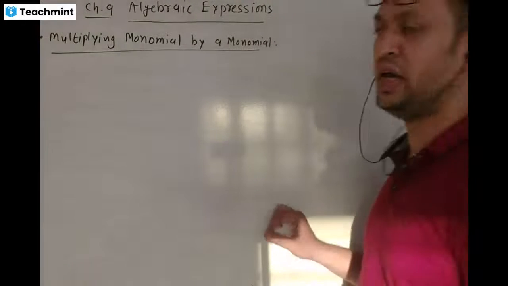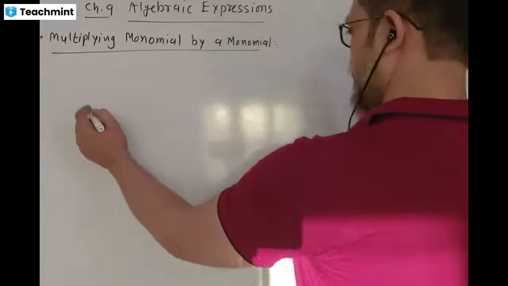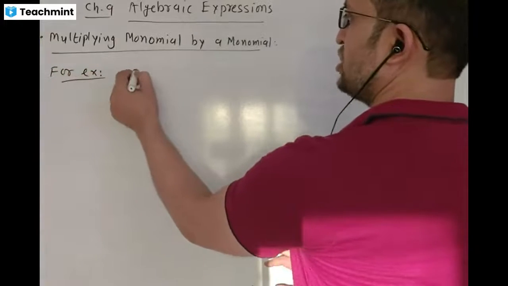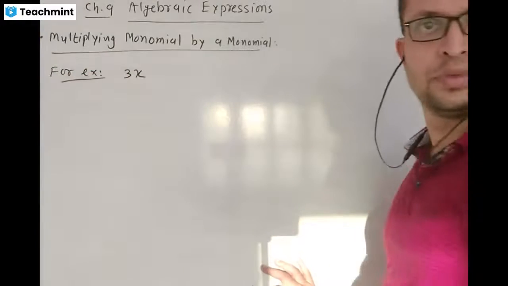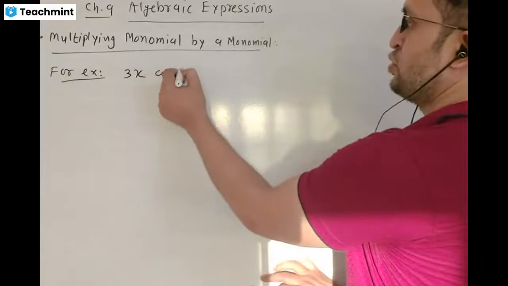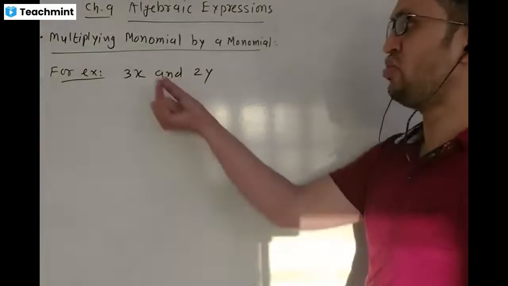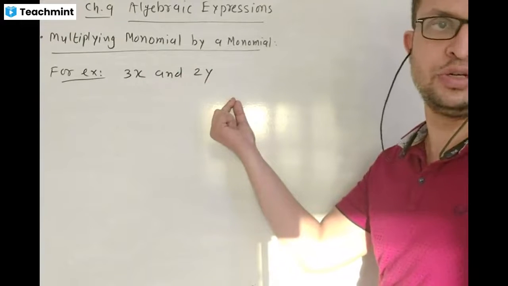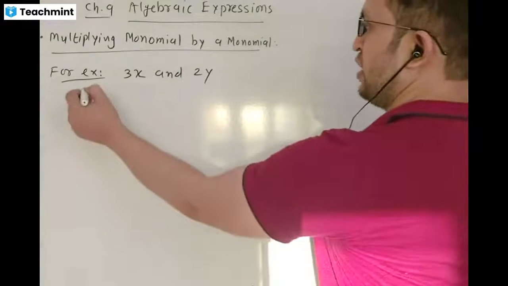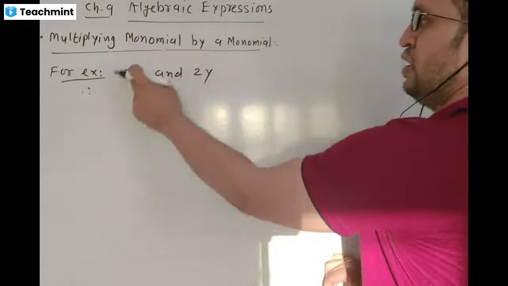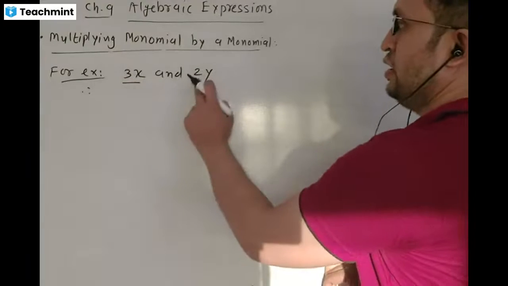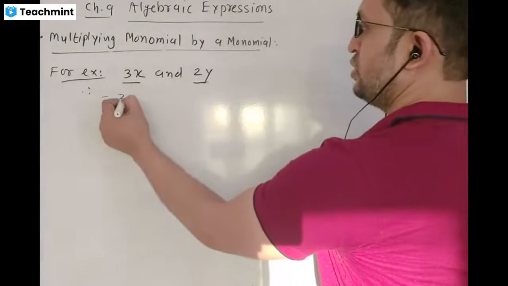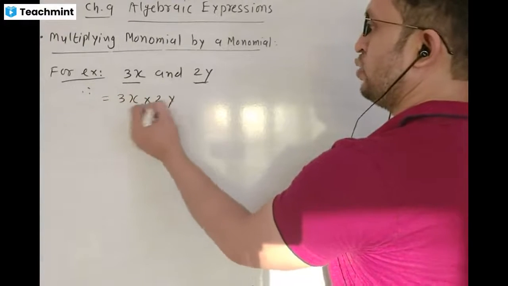Multiplying monomial by monomial. For example, 3x is a monomial and another monomial is 2y. Both are monomials because there is only one term in an algebraic expression. Therefore, multiplying monomials: one monomial is 3x, another monomial is 2y. And the multiplication is 3x multiply 2y.